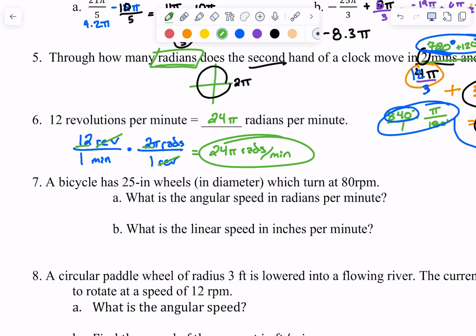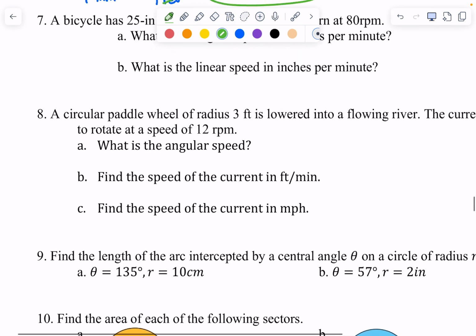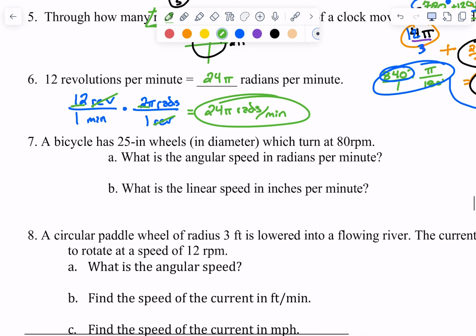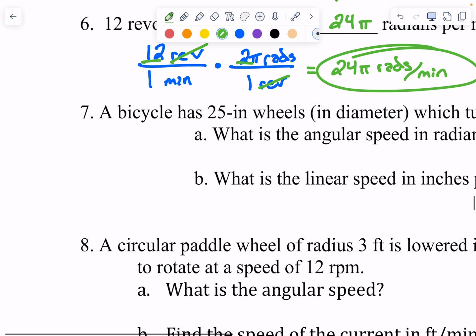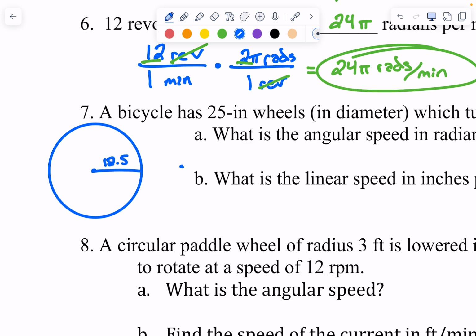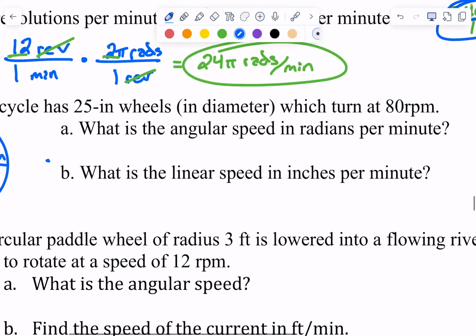Nasty. Okay, so the next one, 7 and 8 are pretty similar to each other, and these seem like really hard problems, but they're really not too bad. I'm going to draw a picture of what this looks like. So a bicycle has 25-inch wheels, but keep in mind that is in diameter. So 25-inch wheels would be a 12.5-inch radius, right? Which turns at 80 RPM.